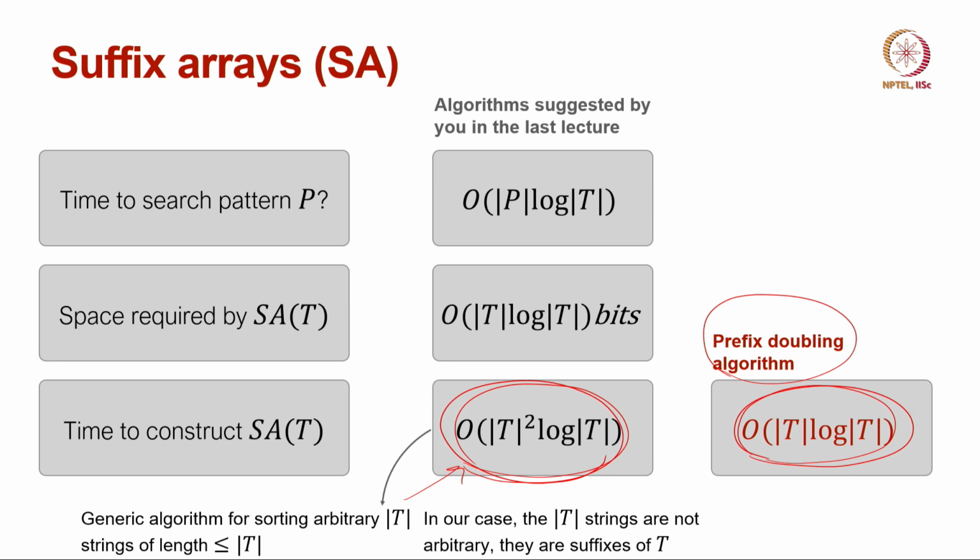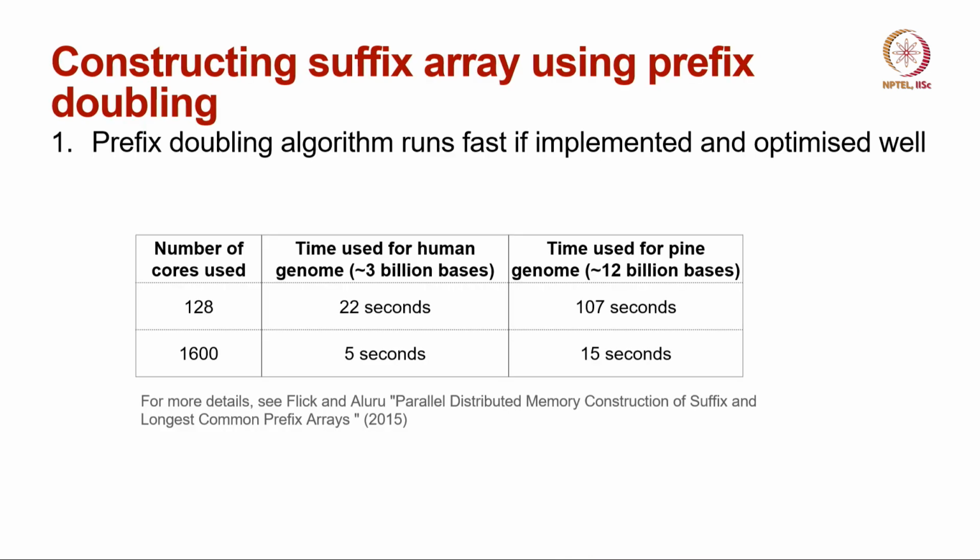But in our case we do not have arbitrary strings, we have the special property that all these strings are suffixes of the text. We have to utilize that property somehow to achieve a faster algorithm. So, in our case these 3 strings that we are given are not arbitrary, they are actually suffixes of the original text, and we have to use this property to develop a faster algorithm. So, let us see how that will be done.